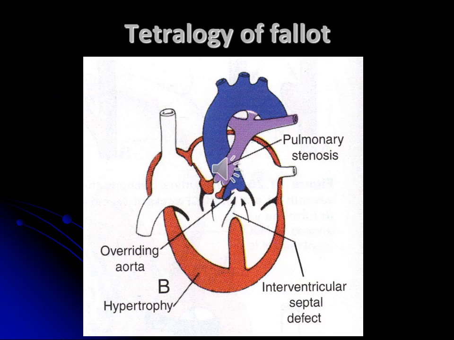In this diagram, we can see the right ventricle is hypertrophied because of the additional work. It has to overcome the narrow portion, that is the pulmonary stenosis, and the aorta is overriding onto the pulmonary trunk, and definitely there is an interventricular septal defect, or VSD, ventricular septal defect.